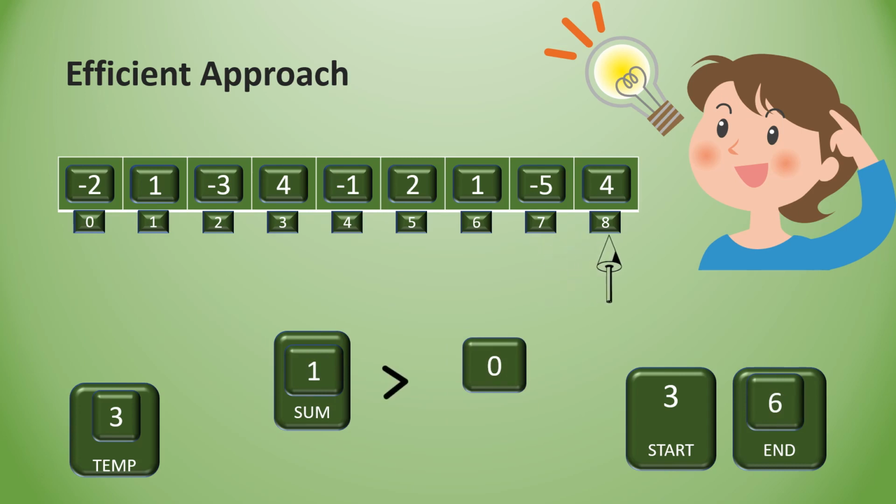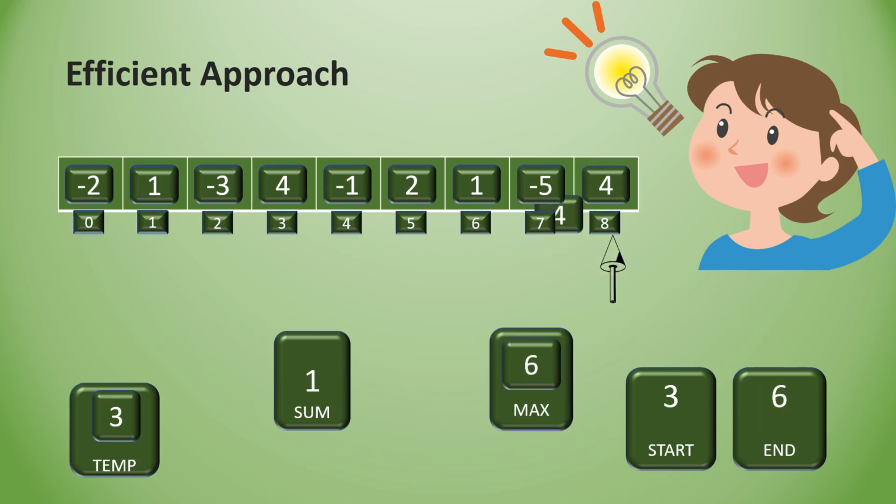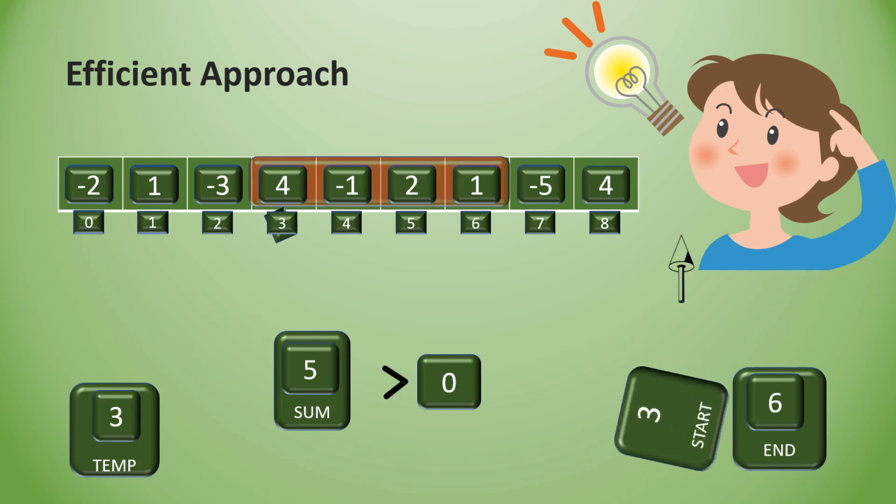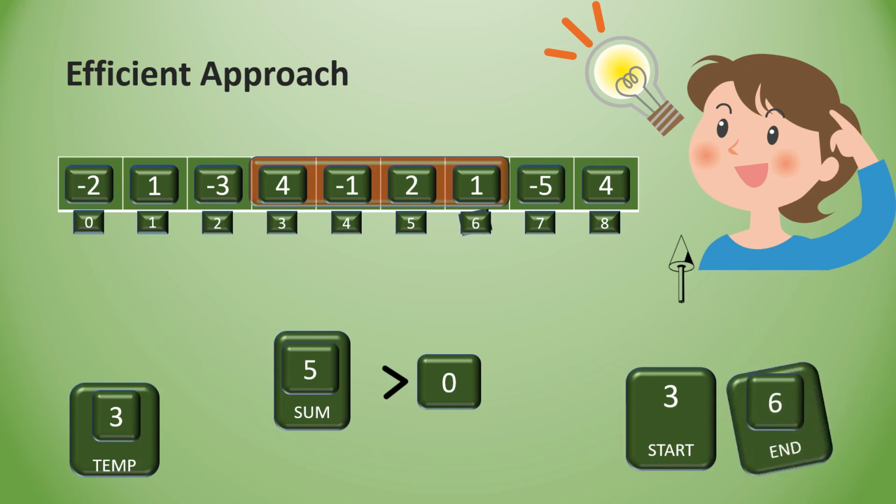Move the pointer. We get 4, add 4 to the sum, compare sum with the max variable, sum is less than max, so we will do nothing. And now sum is greater than 0, that is okay. Finally, we get the maximum sum subarray. Start contains the index from where the subarray starts, end contains the index at which the subarray ends, and the max variable contains the sum of that subarray.